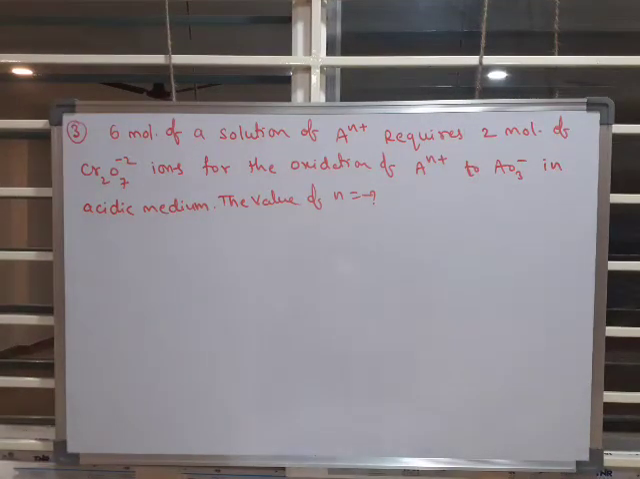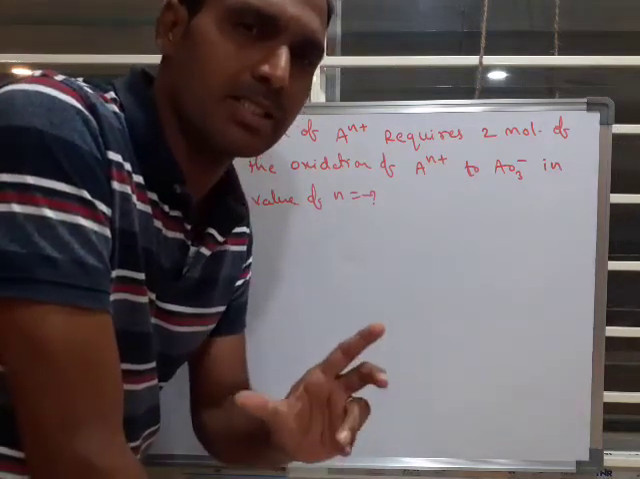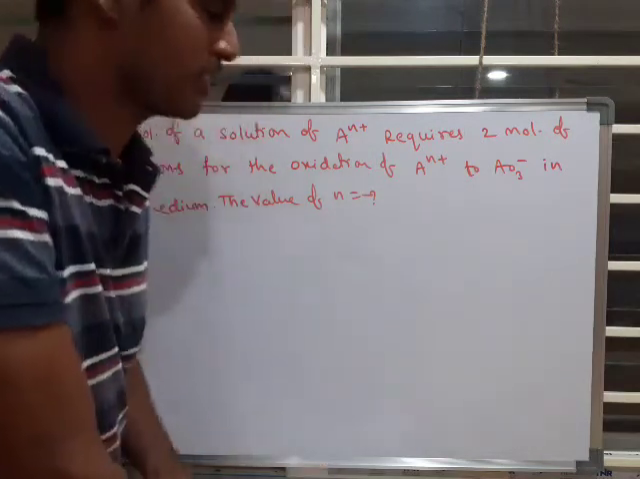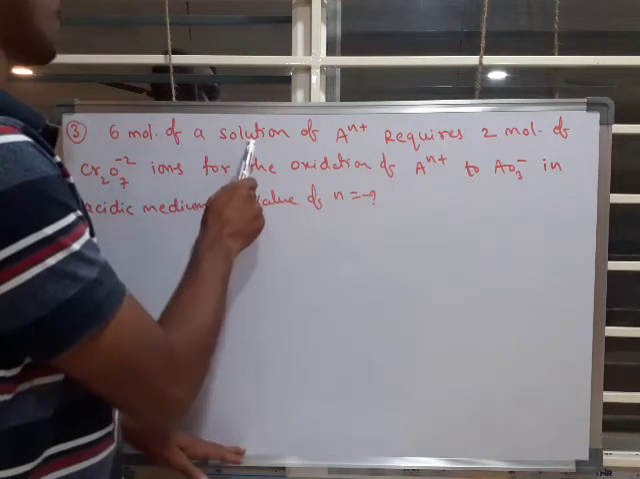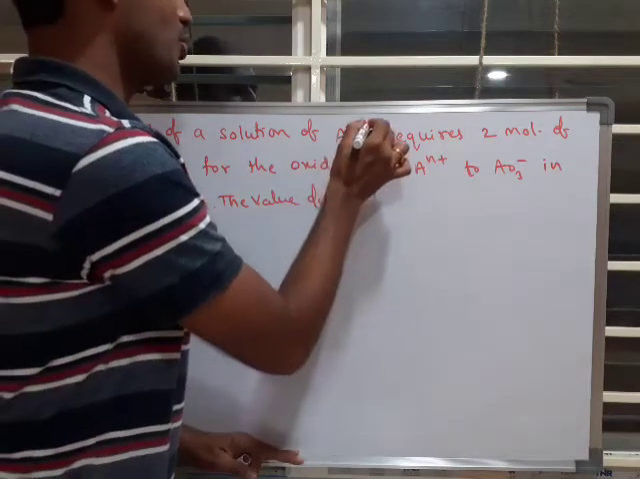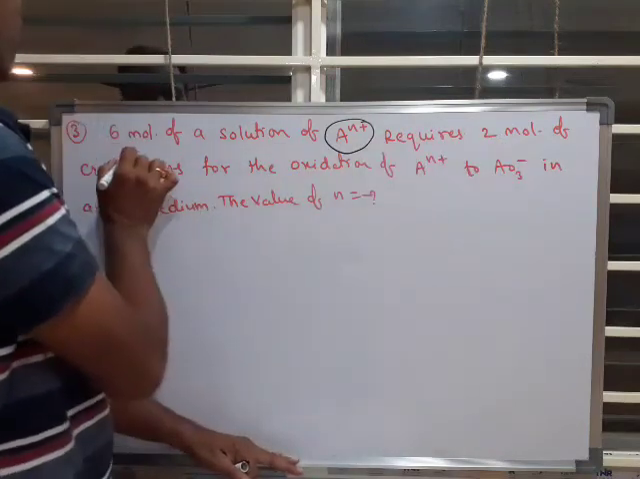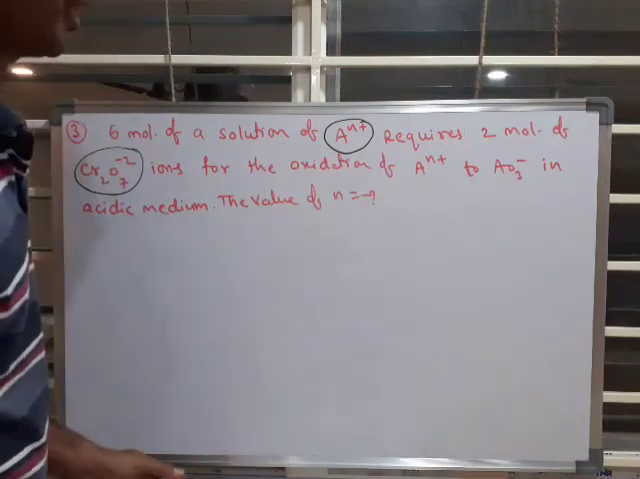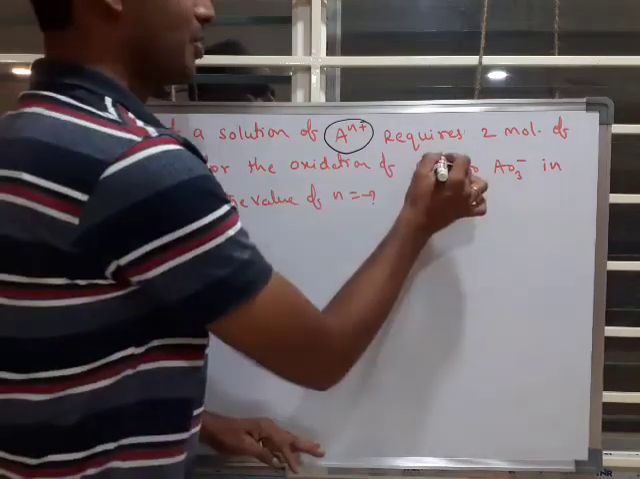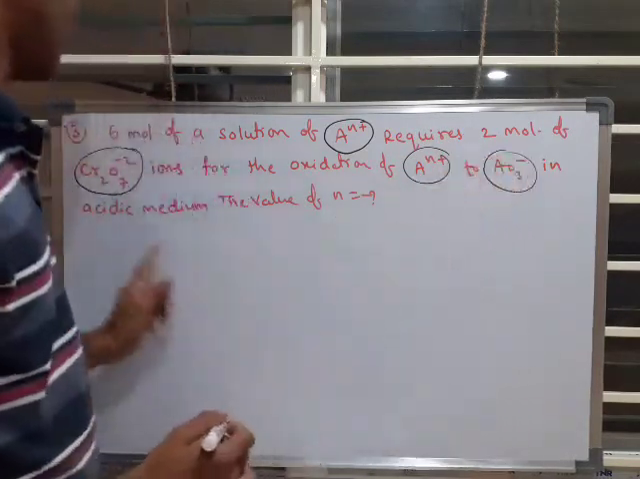See, it's one more very important problem. This problem is very simple, but only one concept is there. 6 moles of a solution of A to the power n plus, where n plus means the oxidation number of A, requires 2 moles of dichromate ions for the oxidation of A n plus to AO3 minus in acidic medium.